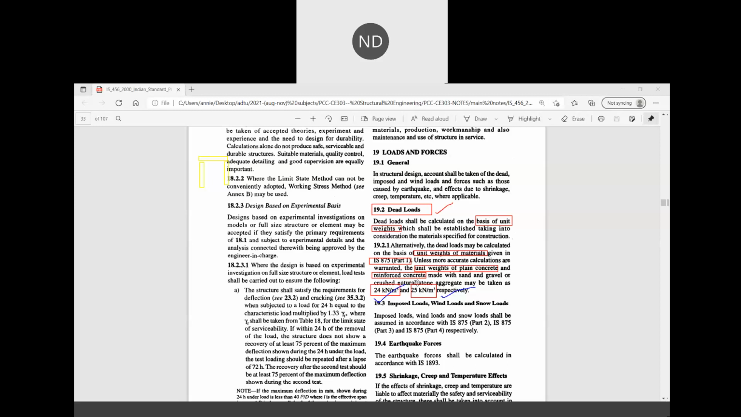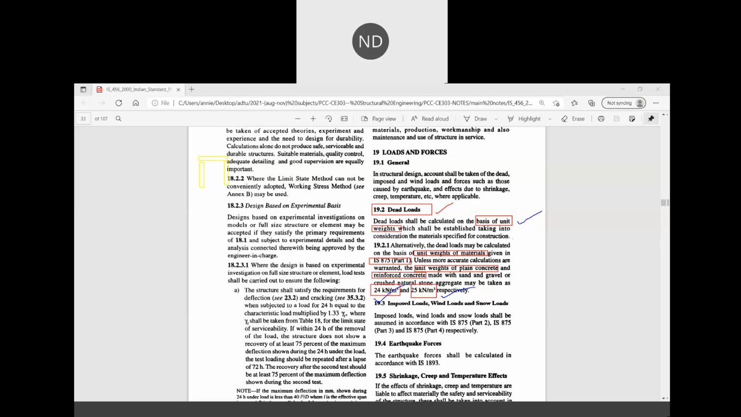Why is it 24? Why is it important? I just explained to you. You were not listening properly, right? What I said just now is that to calculate your dead load, because your IS code says the dead load shall be calculated on the basis of unit weight, right? So you have to know your unit weight.